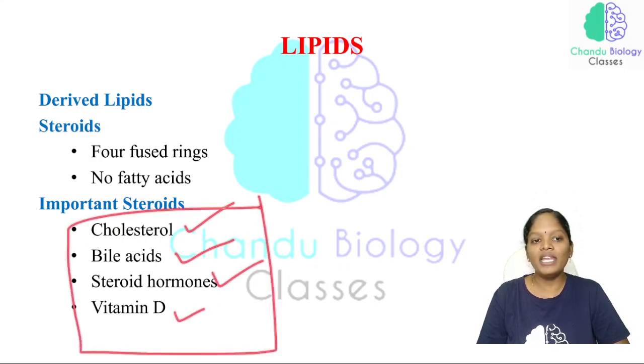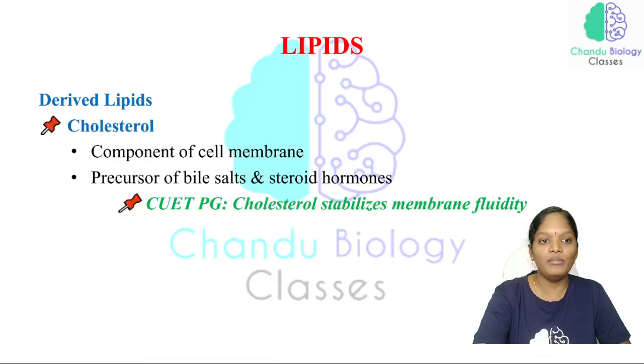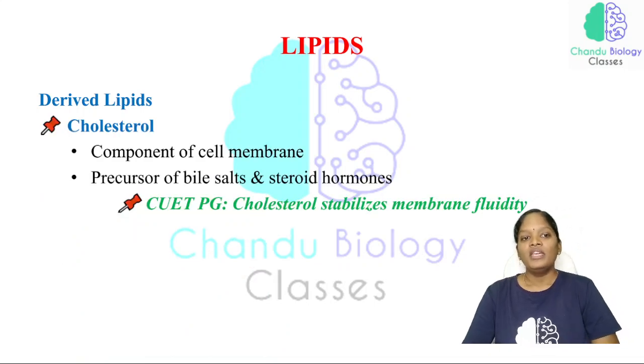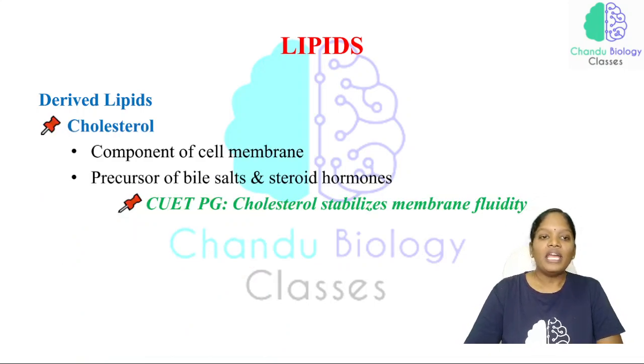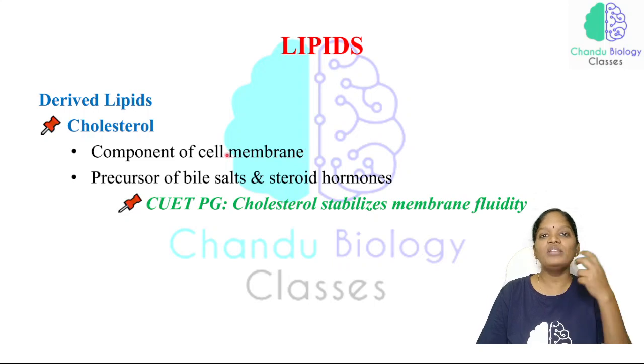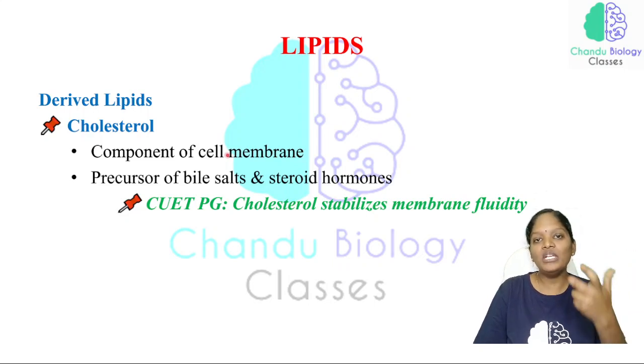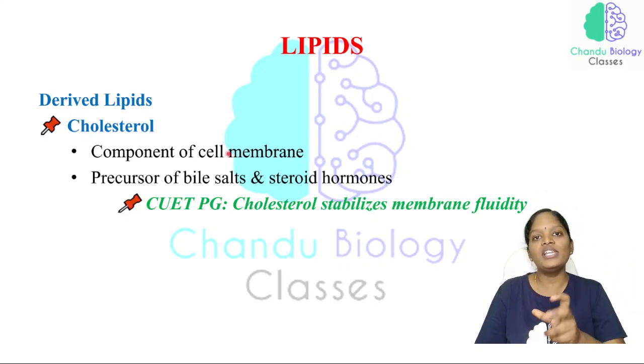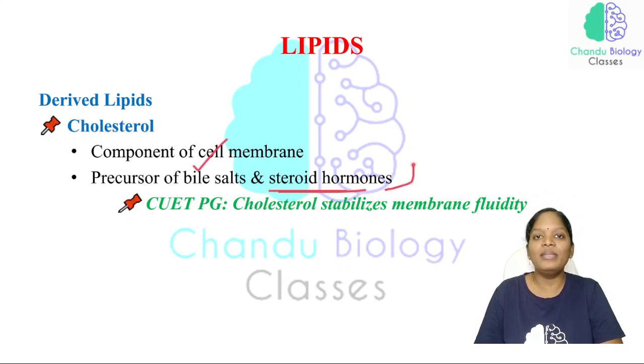All these were important steroids. This is very important. And cholesterol, which is coming under the derived lipid, is a component of the cell membrane. Just now I have mentioned the extreme fluidity of the membrane is controlled by the cholesterol. So the cholesterol is enriching the membrane's rigidity, and this cholesterol is a precursor to form the bile salts and the steroid hormones. So cholesterol is also important only if it is good cholesterol.